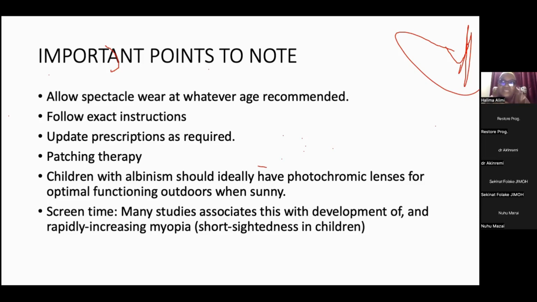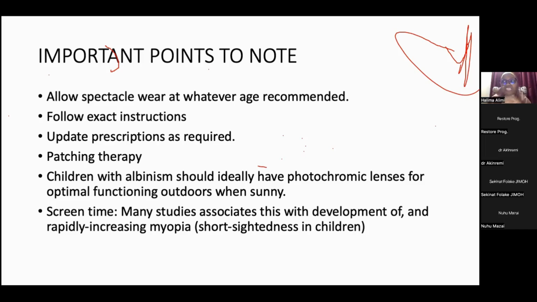Sometimes parents are embarrassed about their children wearing glasses. I cannot understand why. However, we have situations where parents are denying children spectacle use when they're in public, and they let them wear it when they're home. That's inappropriate. It doesn't allow for proper visual development. And so if your doctor has advised that this child needs to have the glasses on all the time, they need to have it on all the time. This is very important. Update the prescriptions as required. You'll be advised. Is it 6 monthly?